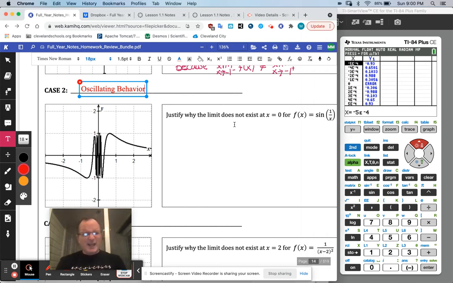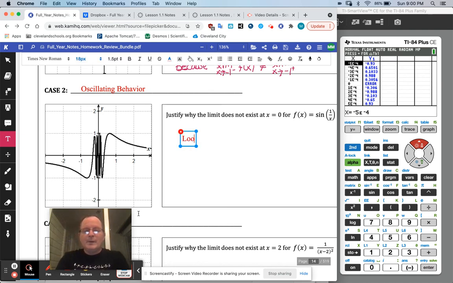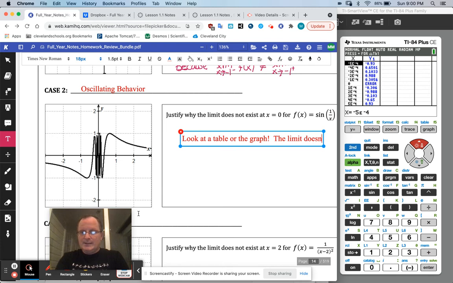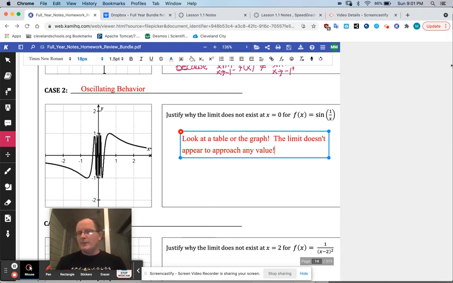So the justification, I don't really know what to say. Look at a table or the graph. I don't know what else to say, because the limit doesn't appear to approach any value, I guess. Okay. Now I think I don't need the calculator anymore for number 3.